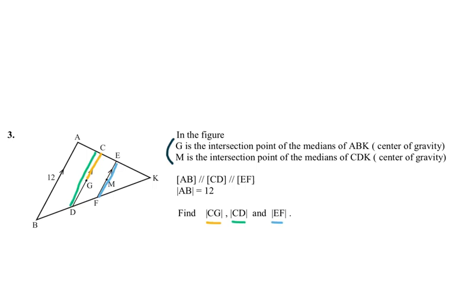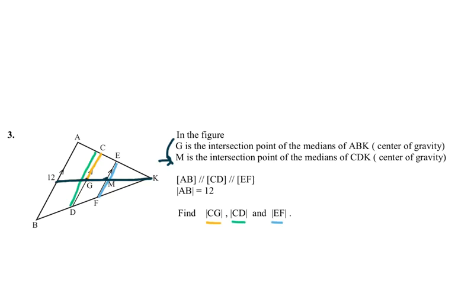If G is the intersection point of the medians, let's first look also at M. It's the intersection point of the medians of CDK. So if we drew a line from K, it's actually going to pass through G and M. So let's do that because they're both medians. Let's make that point clear.